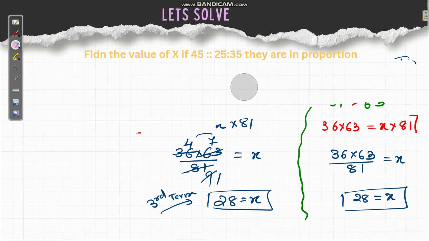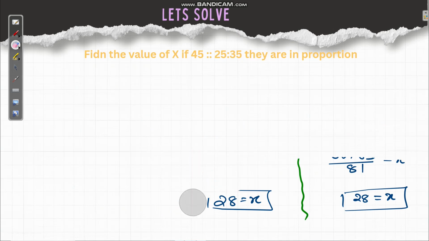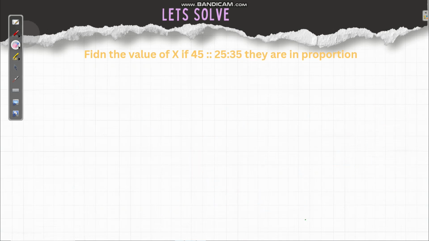The same type of question. Find the x. I'll just use the cross multiplication method. So 45, it is 2x, so here x has to be there. 45 upon x is equal to 25 upon 35. Let's do cross multiplication and let's get our answer.